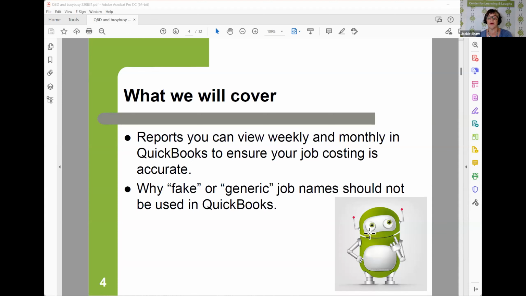And we definitely want to do that when it comes to payroll and job costing. We're going to talk about why fake or generic jobs can cause a problem in QuickBooks and why they shouldn't be used. There are a couple exceptions to that. If we have time, we'll talk about the couple of exceptions to that rule.